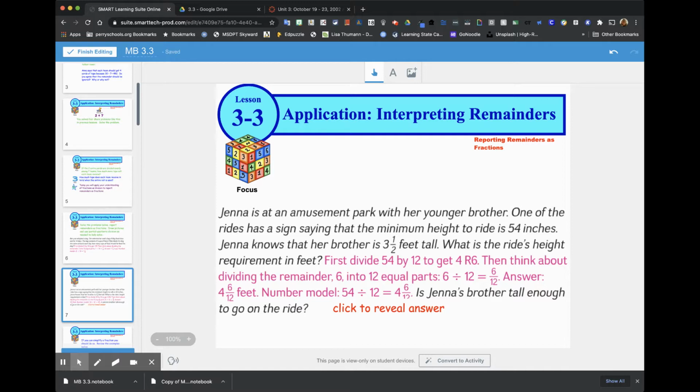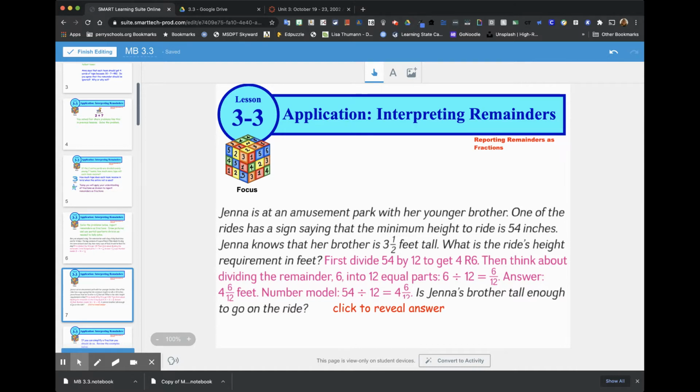So if we turn 54 inches into feet, you have to be 4 feet and 6/12, 4 and 6/12 feet tall, or 4.5 feet because we know 6 is half of 12. That number model is 54 divided by 12 because we need to be 54 inches, dividing it by 12 inches because 12 inches equals 1 foot.